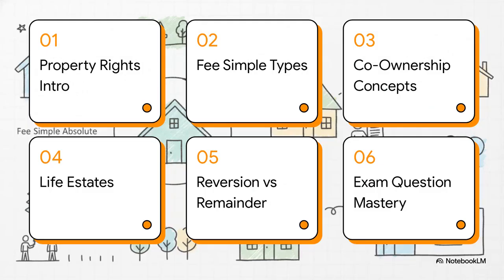So, here is our agenda for today. We're going to start with an introduction to property rights, move into fee simple types, and then discuss co-ownership concepts. From there, we'll cover life estates, reversion versus remainder, and wrap the whole shebang up with exam question mastery.